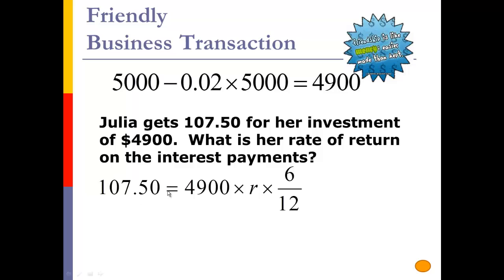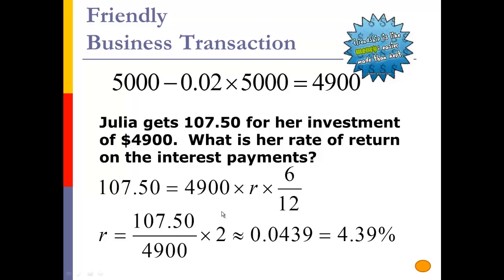We've got an interest payment I, we've got a new principal of only $4,900 because that's how much Julia invested. We still receive the payments of $107.50 every 6 months, so the time frame's still the same. The question is, what is her return rate? How good of an investment did Julia have? And so then basically let's divide both sides by 4,900. This turns out to be 1/2. 6 over 12 is 1/2. So to bring that 1/2 over, we would multiply by 2. So when we do that calculation, we end up with 4.39%.